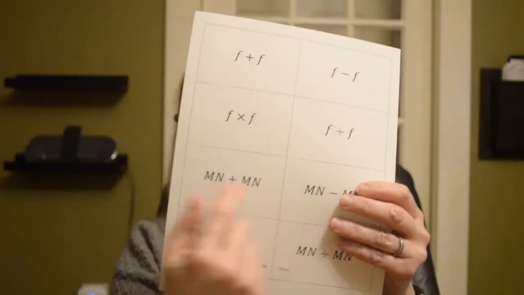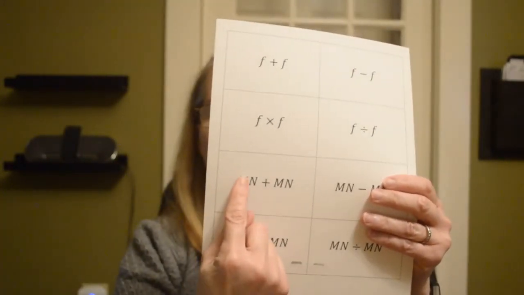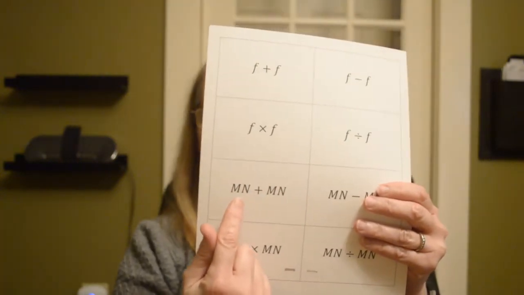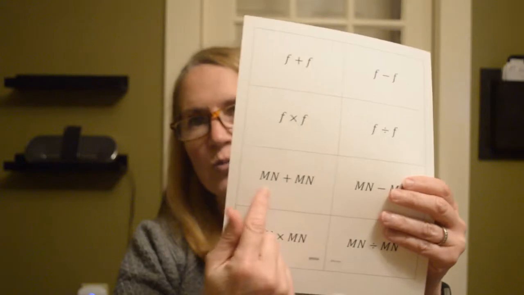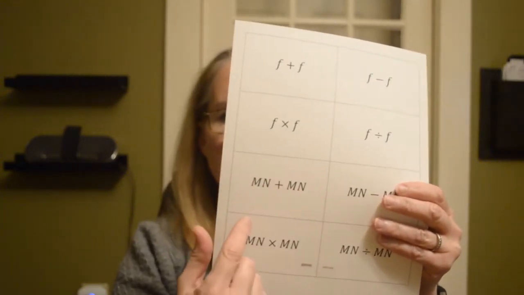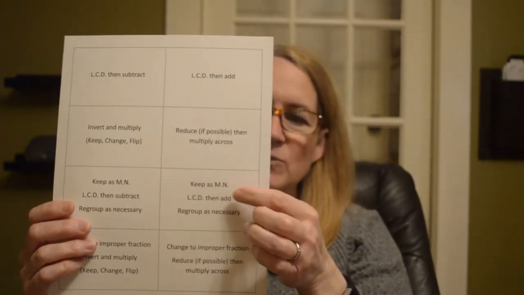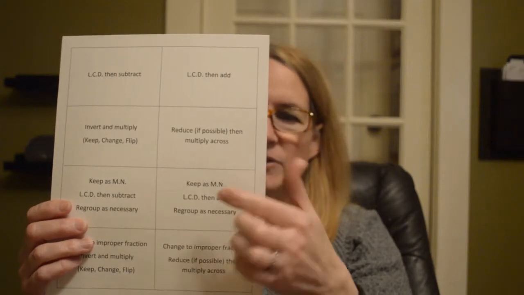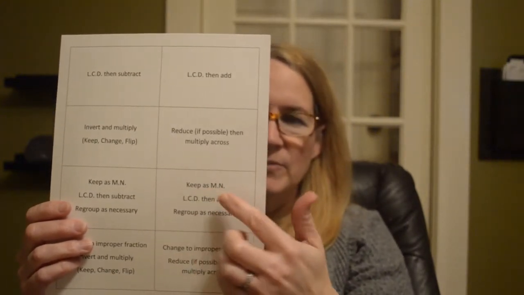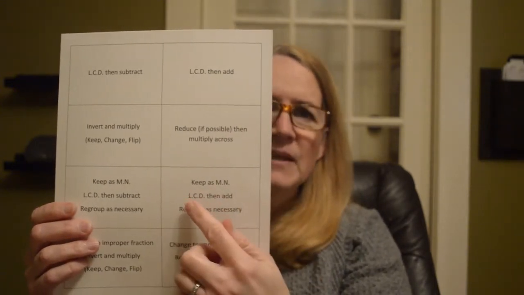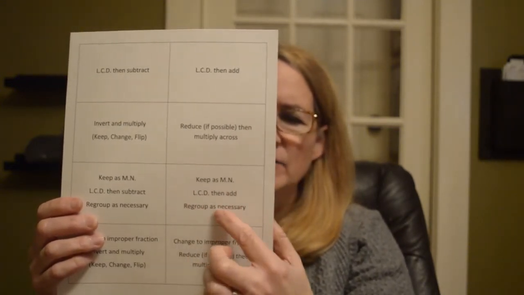All right, these MNs right here stand for mixed number. So this is if you have a mixed number plus a mixed number. It could also be a mixed number and then a fraction, but as long as there's one mixed number in it, follow this, right? And I'm going to flip it over, and the strategy it says is keep as a mixed number. I can't tell you how many kids, once they learn how to multiply and divide mixed numbers, automatically want to change all mixed numbers into improper fractions. So don't do that. Keep it as a mixed number. Find the LCD and add. And then I also added on here, regroup as necessary.